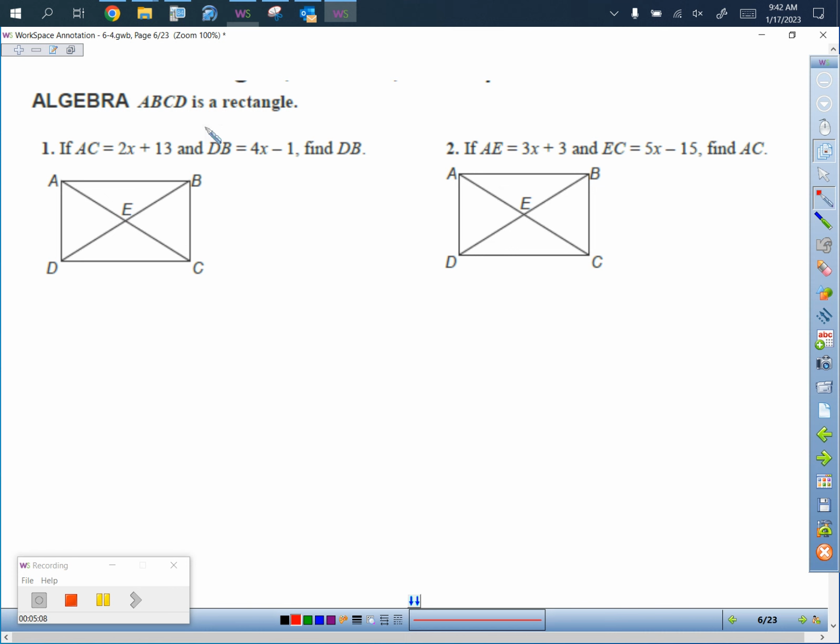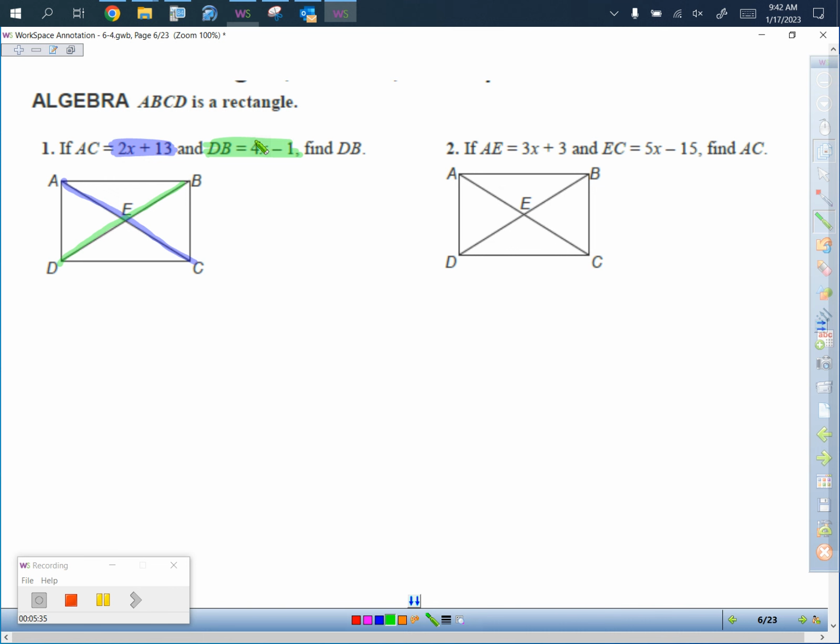Again, they're telling us in the instructions that this is a rectangle. Let's take this information and see what we can do with it. They don't have anything in the picture per se, but we've just got to see. It says if the distance from A to C is 2x plus 13, A to C, wow, isn't that like this whole guy right here? Isn't that a diagonal? Cool. What's the other thing that they give me? The distance from D to B, wow, isn't that the other diagonal?